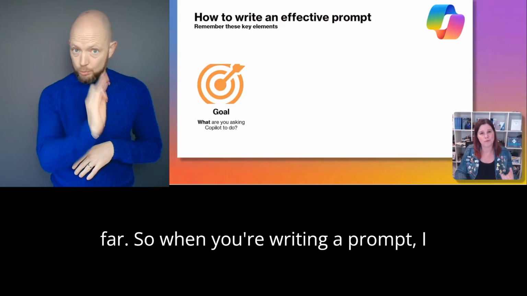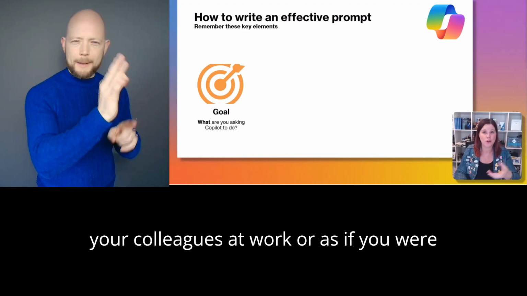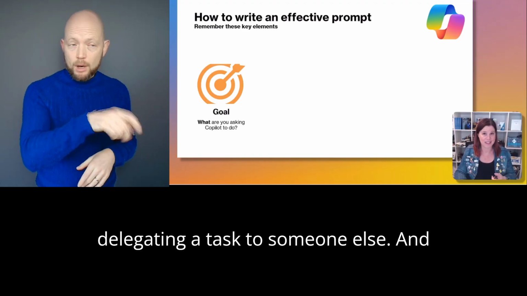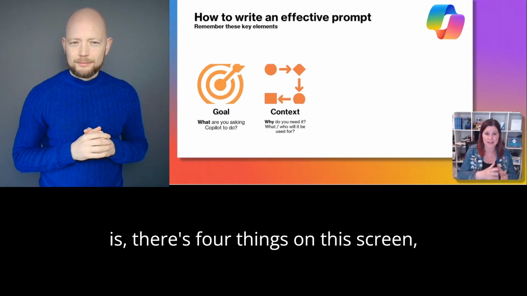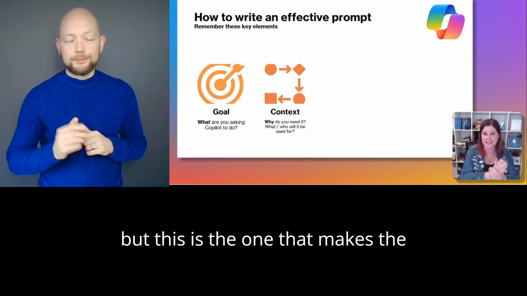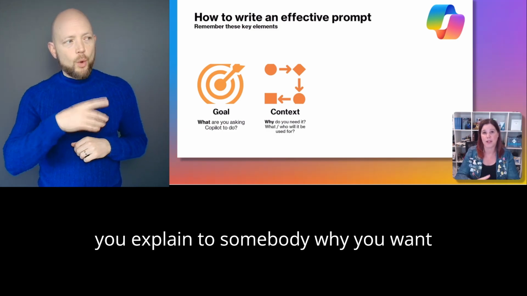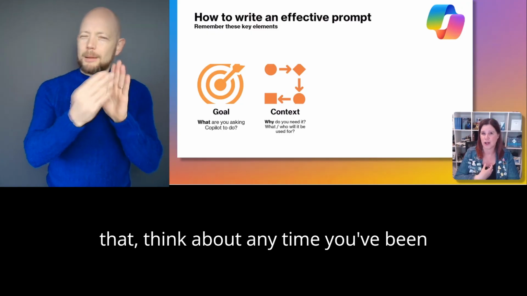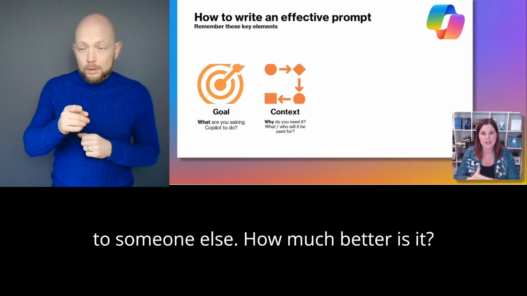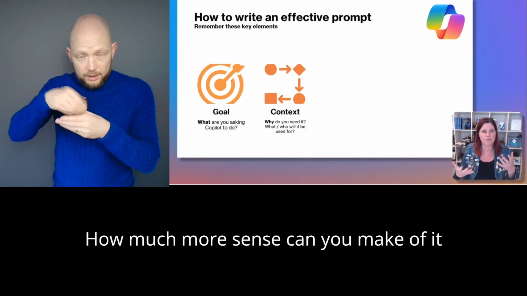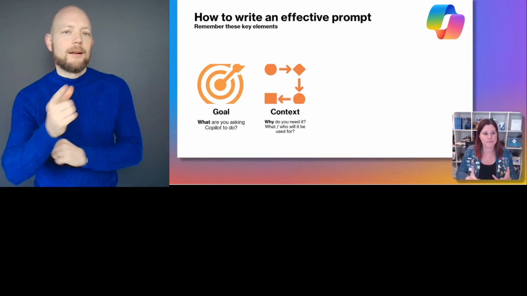So when you're writing a prompt, I want you to think about this in the same way that you clearly communicate with your colleagues at work, or as if you were delegating a task to someone else. And one of the most important things, there's four things on this screen, but this is the one that makes the biggest difference, is the context. If you explain to somebody why you want that, think about any time you've been delegated a task or you delegate a task to someone else. How much better is it? How much more sense can you make of it when you understand why you're doing it?